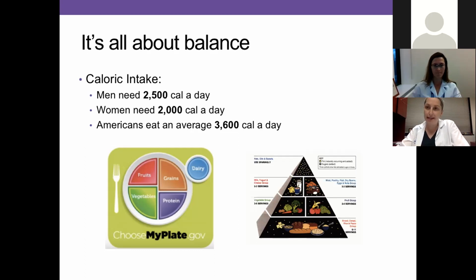There's always fad diets and trending diets such as keto, which cuts out a lot of carbs, or paleo. And it's really up to you to decide what healthy diet you want to follow. But ultimately, it's about how many calories you consume and then how many calories you expend with exercise. The average caloric intake for a man is about 2,500 calories. For a woman, it's 2,000 calories. On average, an American eats about 3,600 calories a day. So much more than we're supposed to.